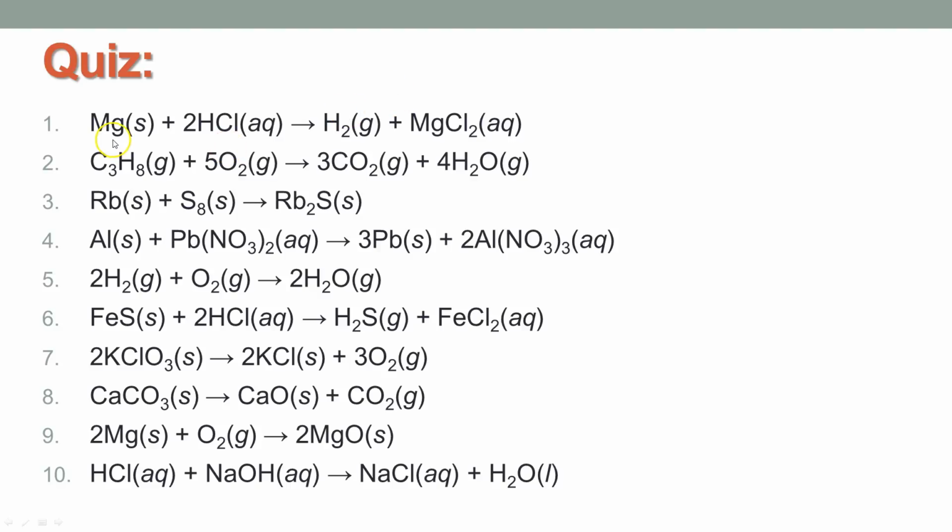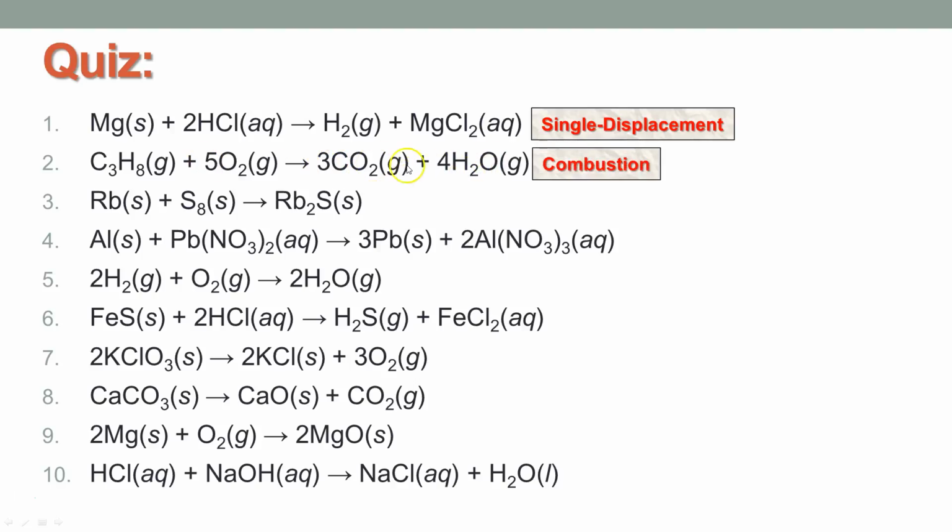First one here, magnesium plus hydrochloric acid is going to make hydrogen gas and magnesium chloride. Survey says that is a single displacement reaction because essentially the magnesium is going to be kicking out the hydrogen there and I'm going to be forming magnesium chloride. So single displacement, magnesium kicks out hydrogen. Next one, C3H8 plus 5O2 is going to make 3CO2 plus 4H2O. That's a combustion reaction.